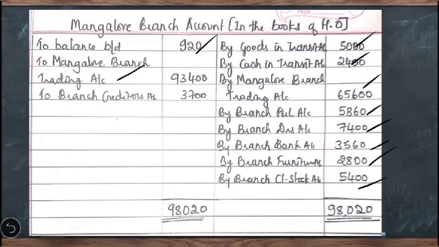Then the last incorporation entry was for incorporating the liability. There was only one liability, that is creditors. There we had passed the entry branch account debit to branch creditors account. So here the entry will come on the debit side to branch creditors account. After we write all these entries, the branch account, that is Mangalore branch account, will tally at 98,020.